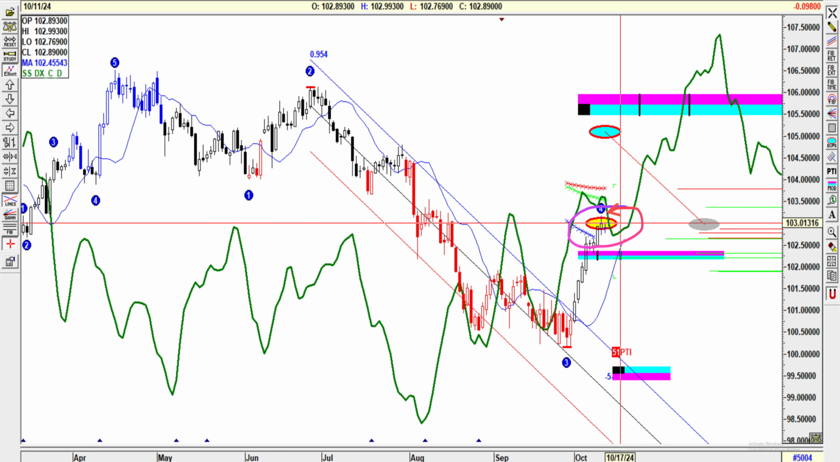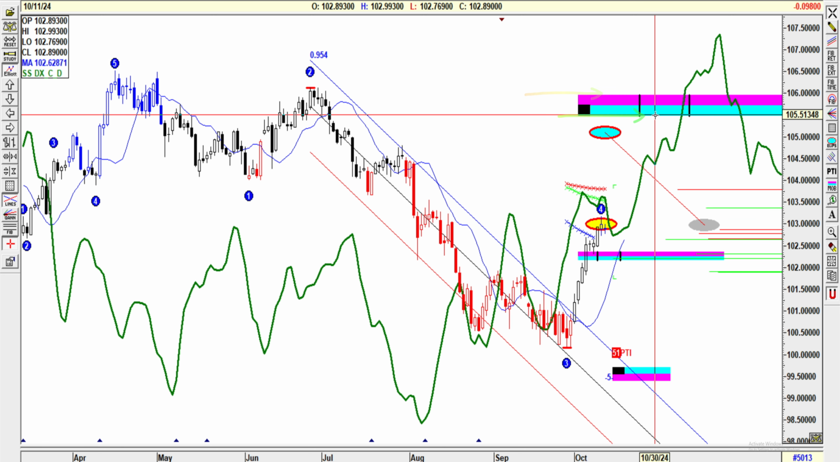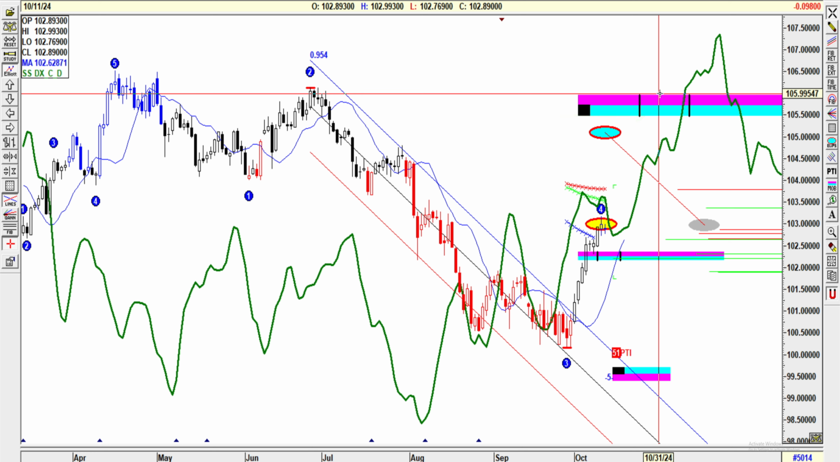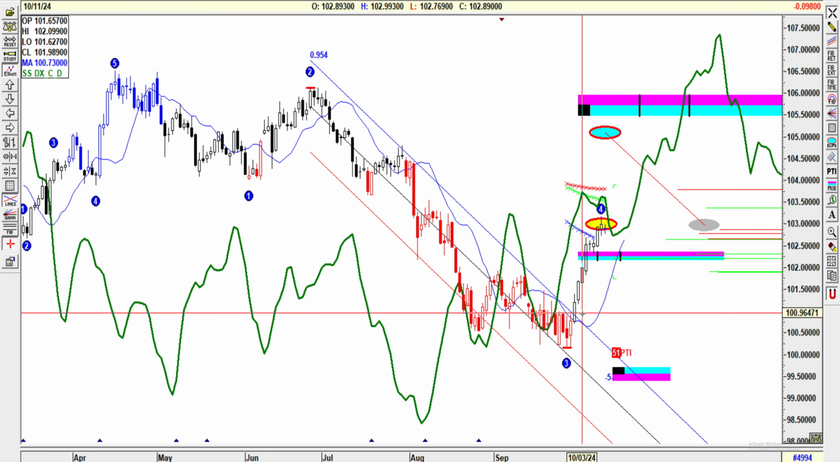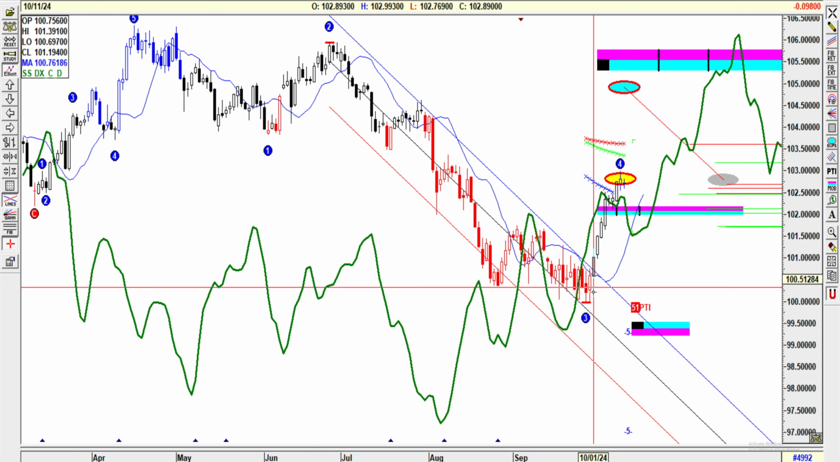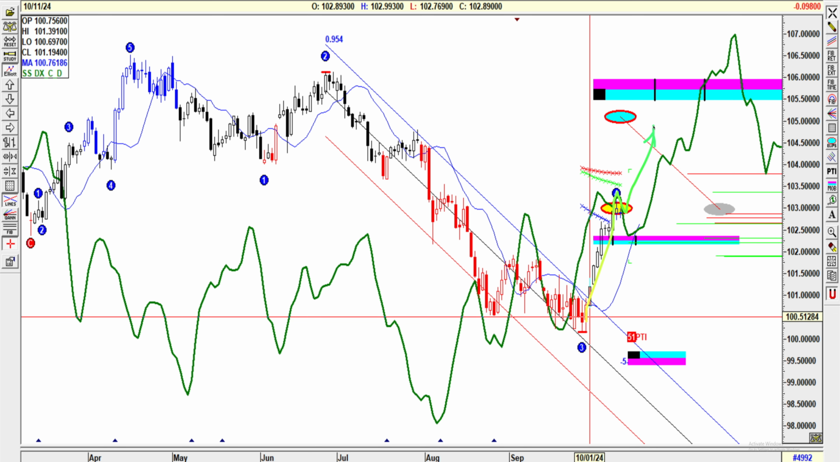Looks like we hit our target with the ellipse. Wave 4 breached this line right here. And if it's going to push higher, these are your next targets that I'll be watching. 105 all the way to pretty much 106 to 105, which lines up with this area right here of resistance. So the dollar could continue chugging along.